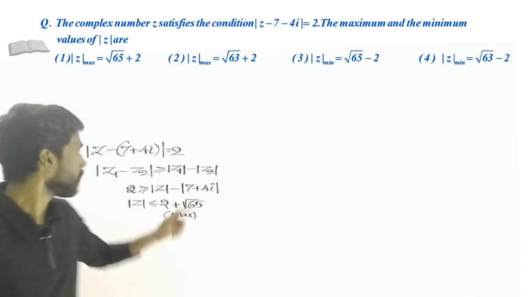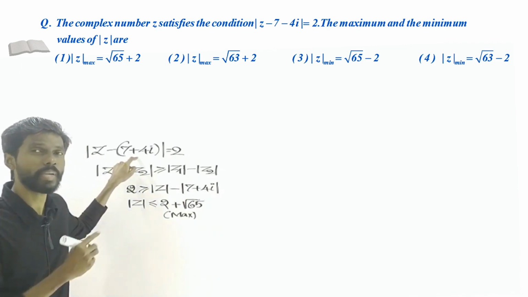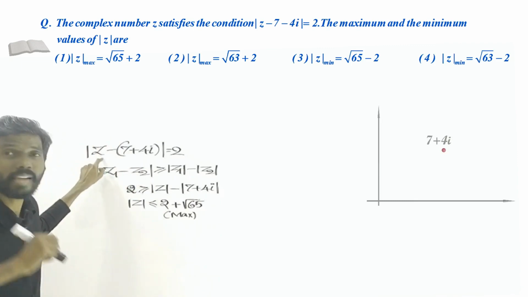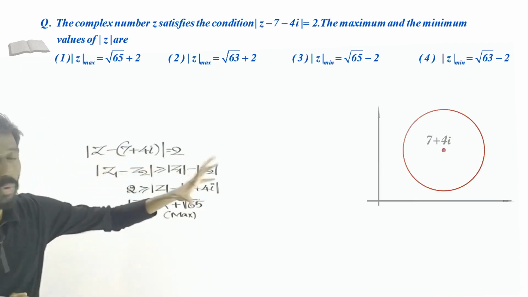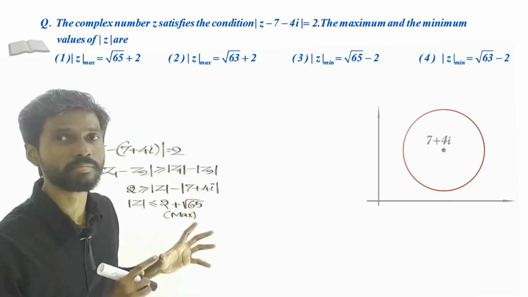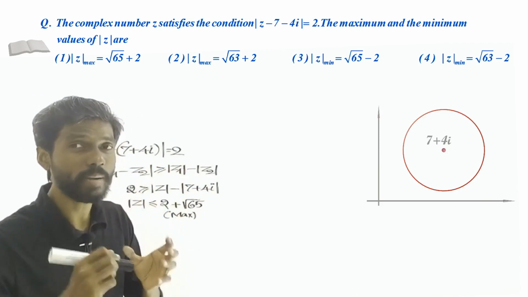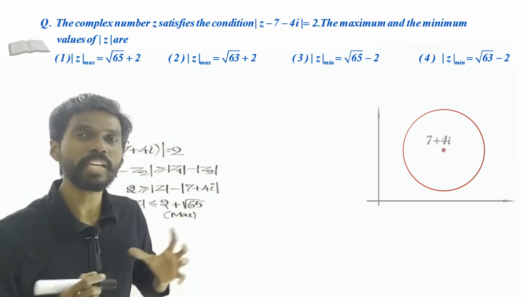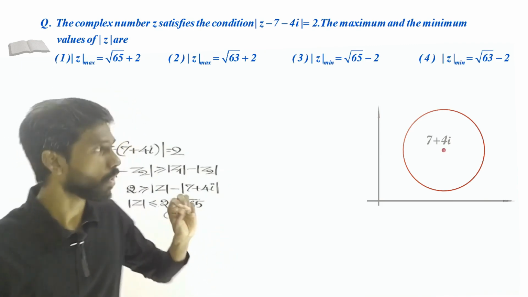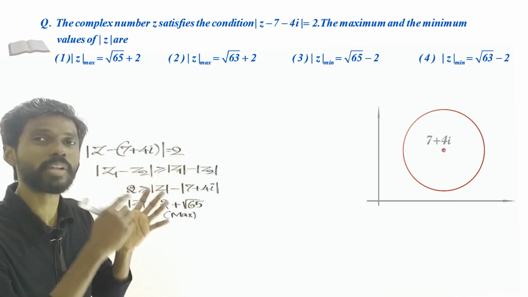Because the complex number z satisfies this condition, mod z minus a equal to r, that means z is a point on a circle, right? So which circle? z lies on a circle with center 7 plus 4i and radius 2, right? So z can be any point on the circle. There are infinite points, right? But among all the points on the circle, which point will have modulus of z minimum or maximum? What is the meaning of modulus of z? Modulus of z simply means the distance from origin. So we want to find that point on the circle which is closest to origin, right? Because modulus of z has to be minimum.